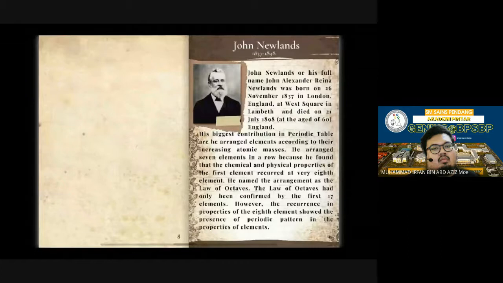He arranged 7 elements in a row because he found that the chemical and physical properties of the first element recurred in the 8th element. He named the arrangement the law of octaves. The law of octaves had only been confirmed for the first 17 elements. However, the recurrence in properties of the 8th element showed the presence of a periodic pattern in the properties of elements.